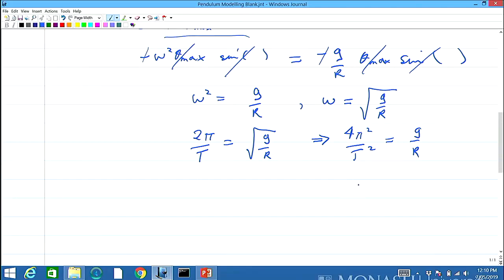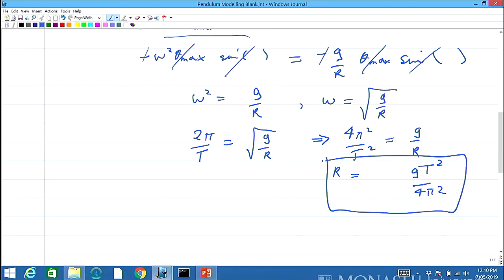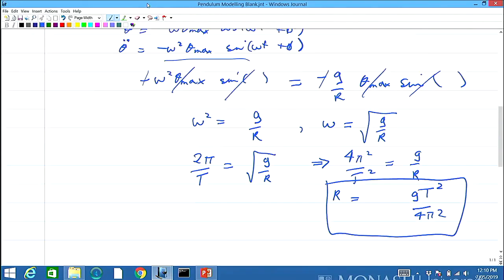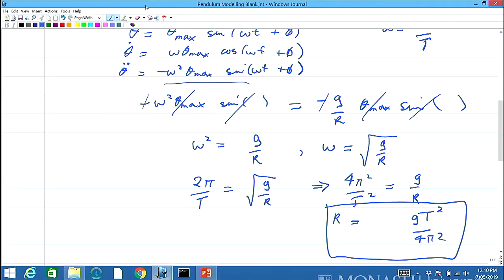Okay, so what I'm interested in actually is R. So R is g T squared on 4 pi squared. Right, so that's all very good. So what we'd like to do now is work out theta max, in fact. So we've got some basic equations here which I can label, and we can work with those.